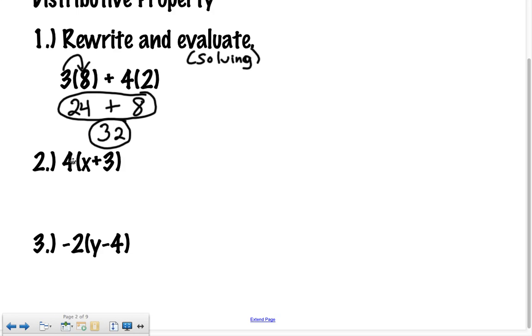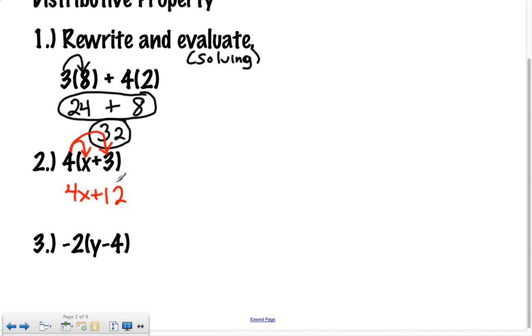So think of it like a teacher. This teacher, number 4, is going to be passing out paper, or distributing papers, to everybody in the class. And in the class would be the inside of the parentheses. So we're going to distribute a paper to the x, and then we're going to distribute a paper to the 3. So 4 times x is 4x, and 4 times 3 is 12. And because this is a positive 4 times a positive 3, it gives us a positive 12.